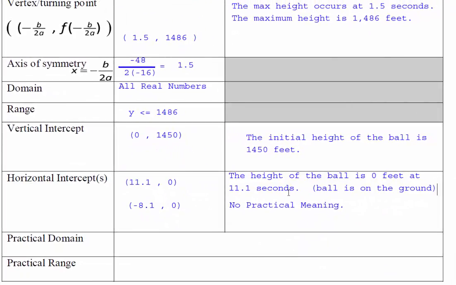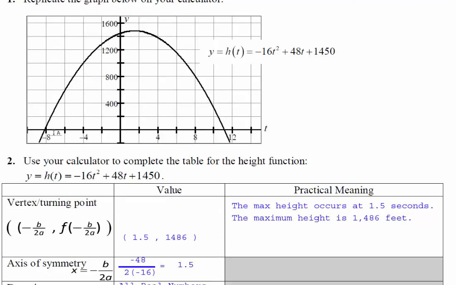So I think this answer should do it. After 11.1 seconds, the height of the ball is 0, or the ball is on the ground. The second horizontal intercept has no meaning because we don't have or deal in negative time. All right, and again, just looking at our graph, these are the two horizontal intercepts.